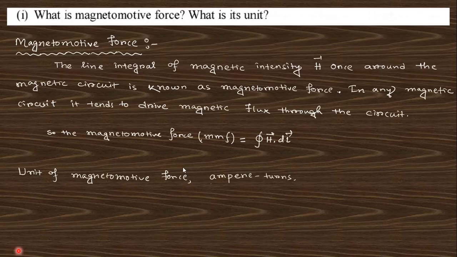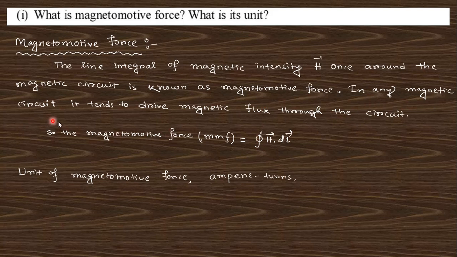Next, what is magnetomotive force? Magnetomotive force is equivalent to, or similar to, the electromotive force. It says the line integral of the magnetic intensity H once around a magnetic circuit is known as the magnetomotive force. That means in a magnetic circuit, if you take the line integral of this magnetic intensity throughout the circuit, you get the magnetomotive force.